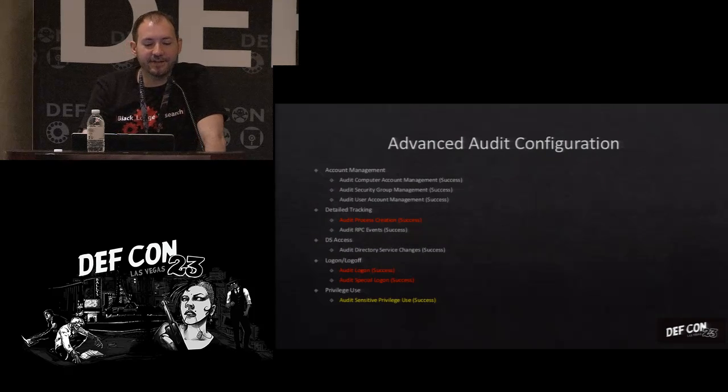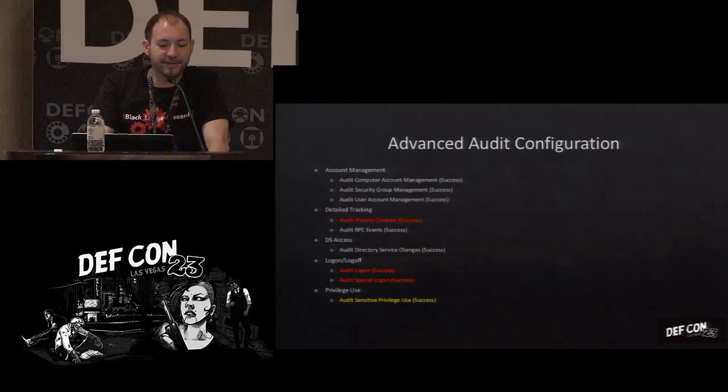I also went into advanced audit configuration and added computer account management, security group management, and user account management. In detailed tracking, you can also audit RPC events and process creation. Audit process creation is actually very powerful for finding out what people did, especially if you also turn on the setting to do command line logging, because then you get every command they typed into a shell. You also get every command they typed into PowerShell. So some of these in-memory PowerShell exploits, which otherwise leave no trace on the disk, can be creating a lot of events if you've got that logging turned on.